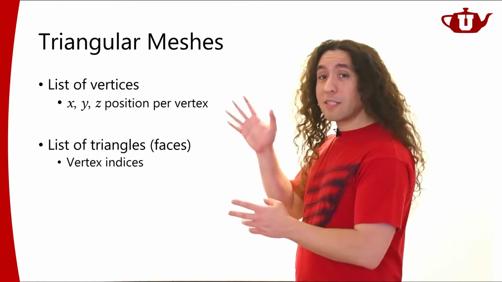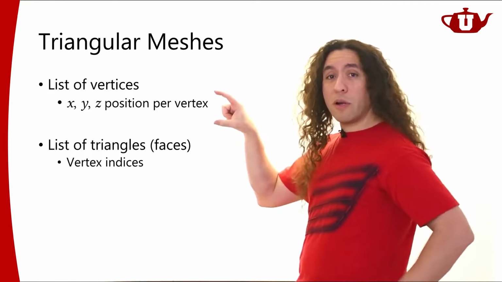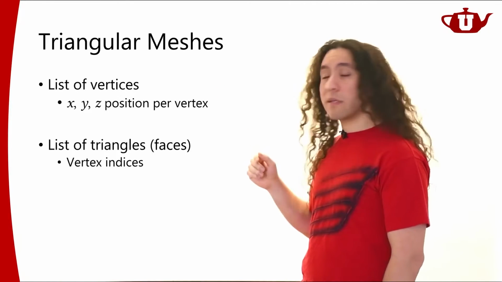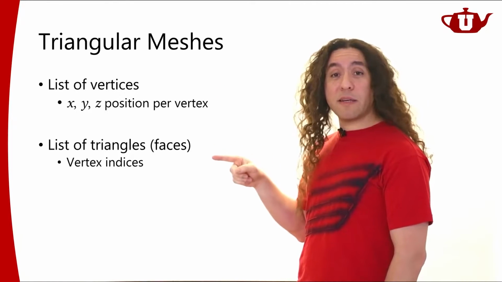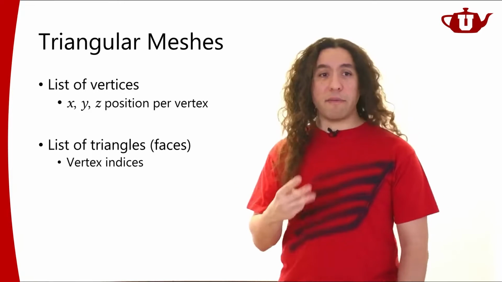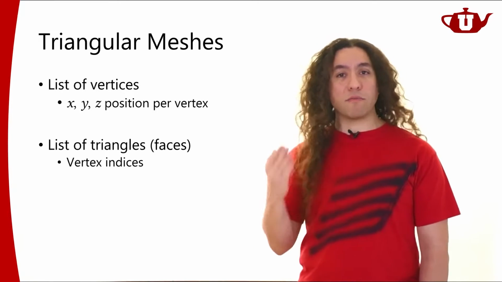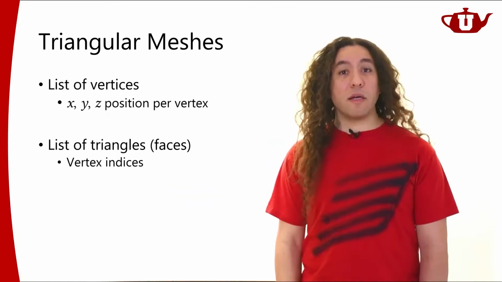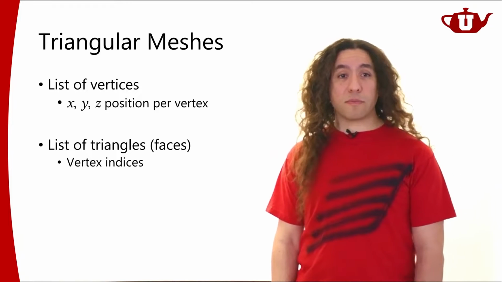Instead, what this structure does is store a list of vertices with vertex positions, more specifically, and then a list of vertex indices per triangle. So each triangle will just have 3 indices, whatever they are, 0, 1, 2, and those would be indices to these vertices.